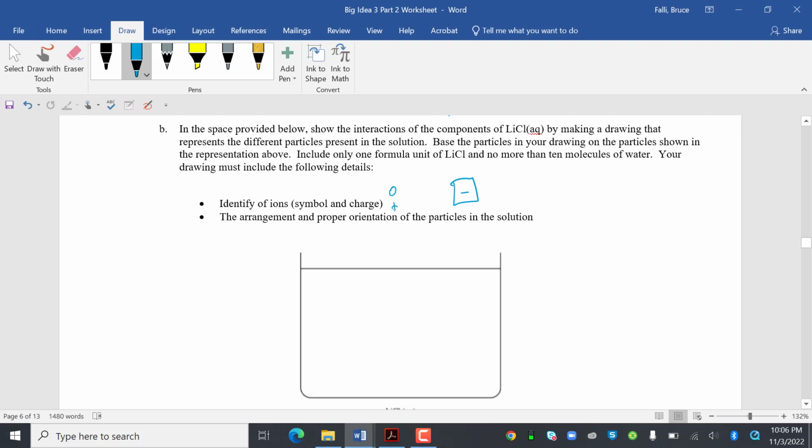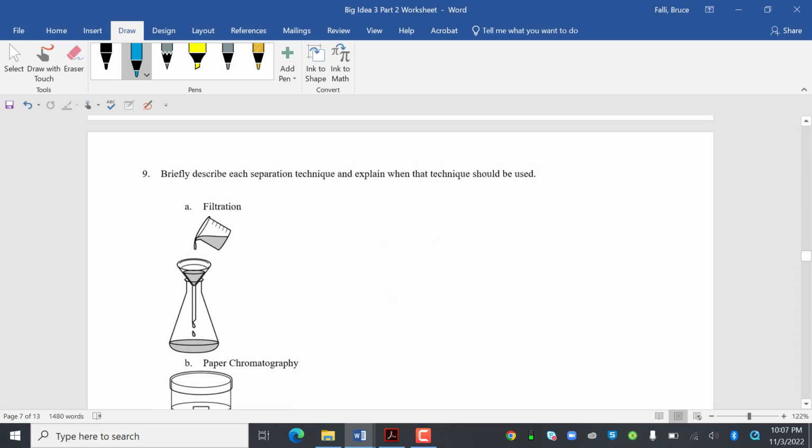So how many of these am I supposed to have? Include only 1 formula unit, so a circle and a square. Since this is my positive one, I'll put my little positive in there. No more than 10. 1, 2, 3. So remember, the negative end of water is close to the positive one, and then the positive ends are attracted to the negative. It doesn't have to be perfect left, right, whatever it is, but that way it's 8, and that's good.